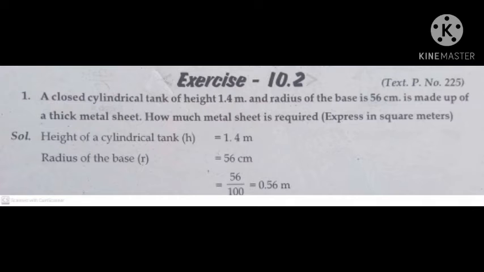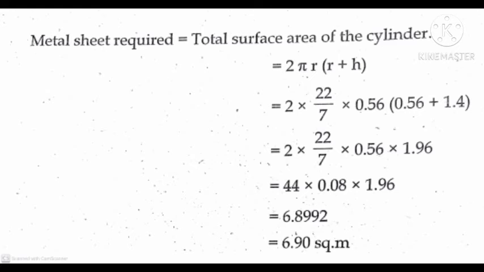Here centimeters convert into meters because the answer is represented in square meters. We know that 1 meter is equal to 100 centimeters. So centimeters is converted into meters. Then the given number divided by 100, that is 56 by 100, equal to 0.56 meters. Therefore, metal sheet required is equal to total surface area of the cylinder.